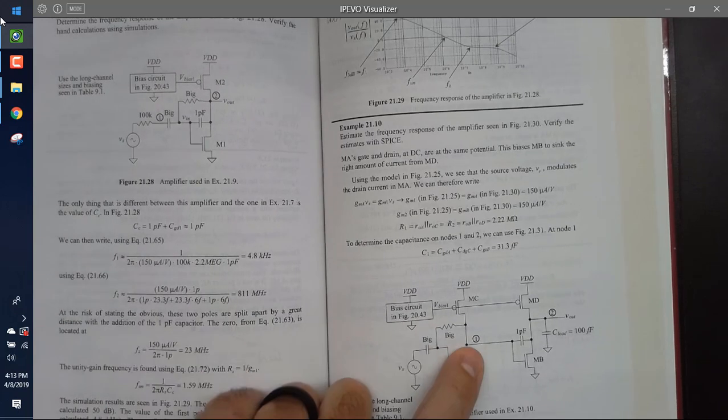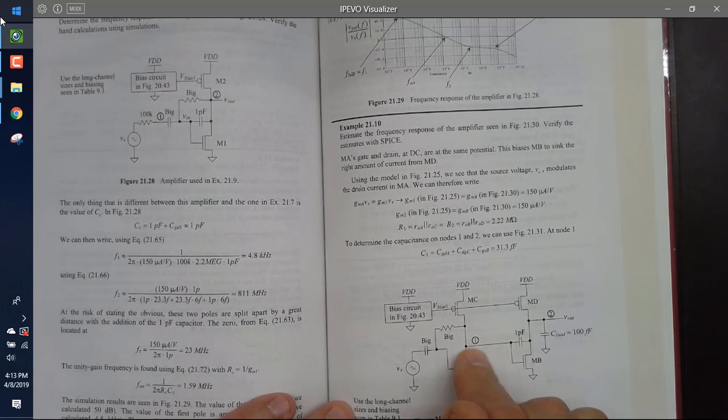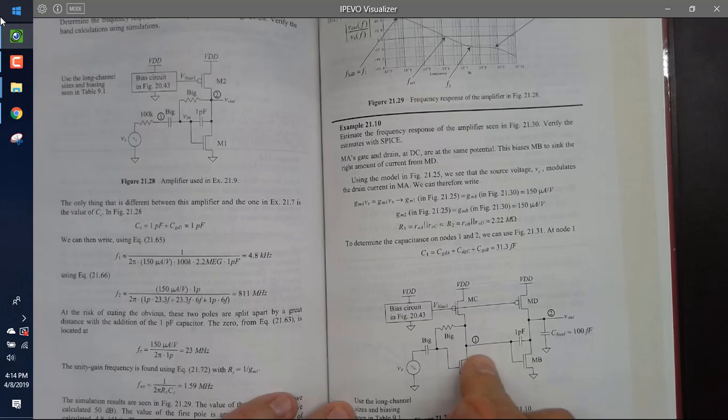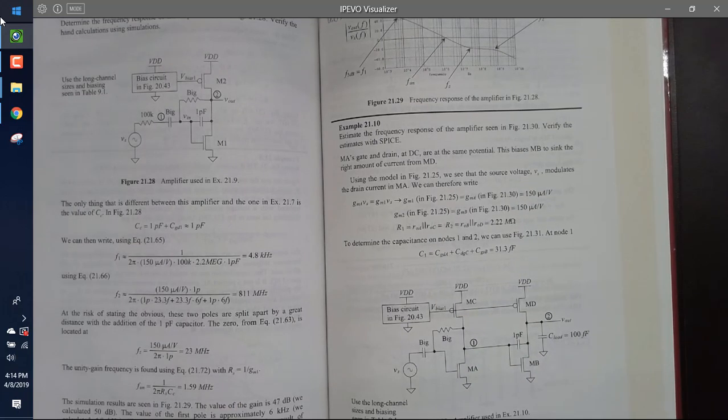But if I ask what is the resistance, it would be the resistance looking back here, which would be R out 1 or R out A in parallel with R out C. Everybody see that? And so we'll use this in our op-amp stuff. Any questions?